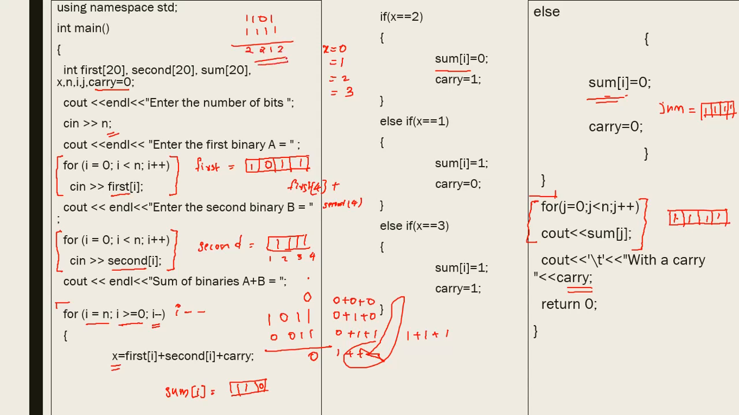2212. This is the answer I will get if I just add these two numbers, because the compiler doesn't know how to add binary. Now I'm teaching the compiler to add the binary. Now why am I using an array?